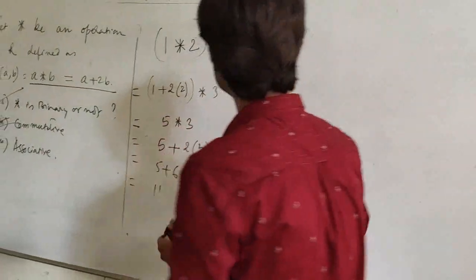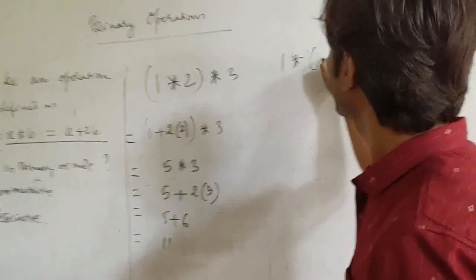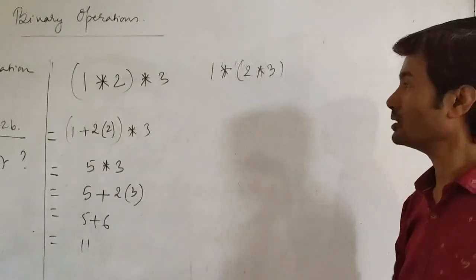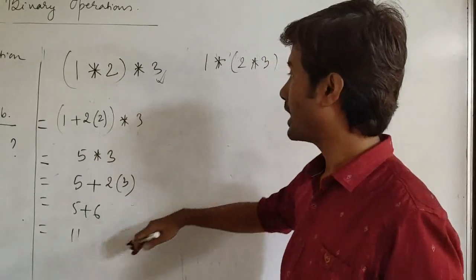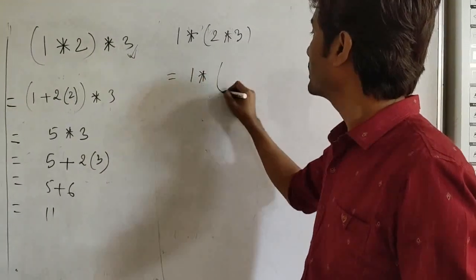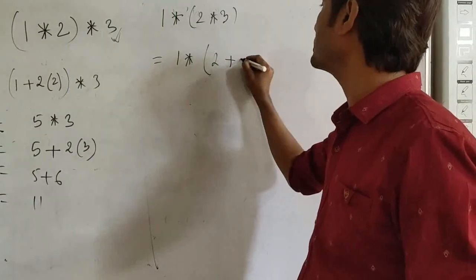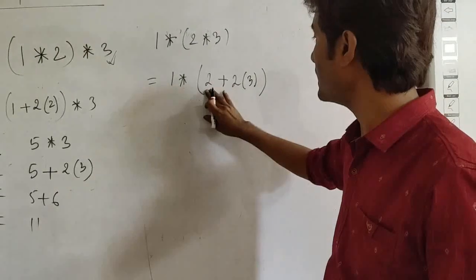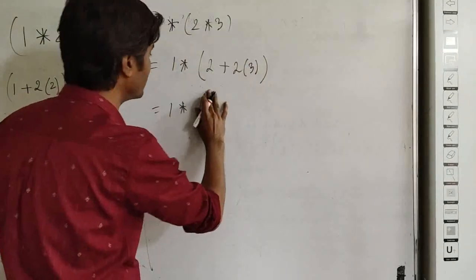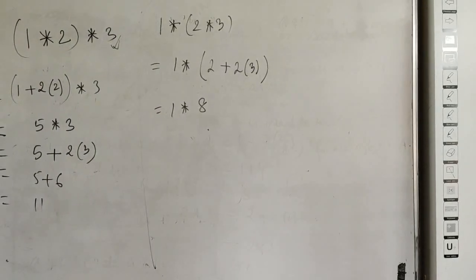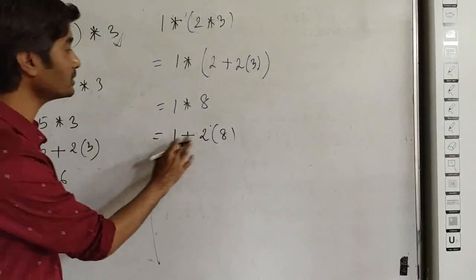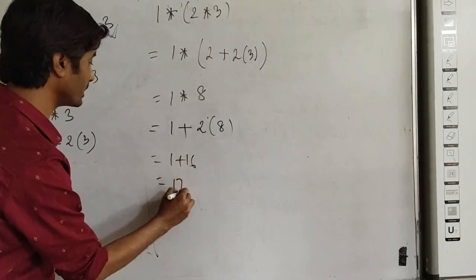Next we find out the value of this one, 1 star 2 star 3. My objective, my aim is to check whether that is associative or not. So this expression has value 11. I will check whether this expression will give us value 11 or not. So this is your 1 star 2 star 3, which will be 2 plus 2 into 3, following the definition of A star B, A plus 2 into B. You see here, this one is what? 2 plus 6, which will give you 8. 1 star 8, following the definition of star, A plus 2 into B, that is 1 plus 16 is equal to 17.